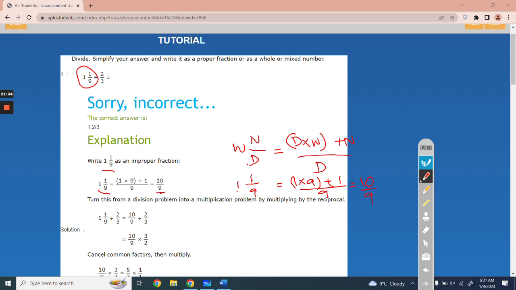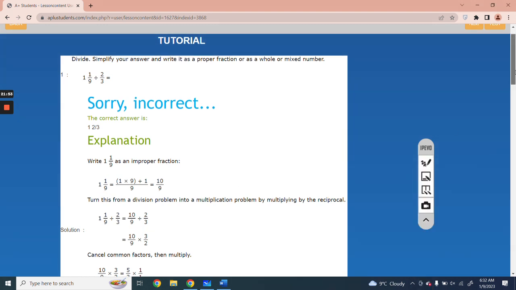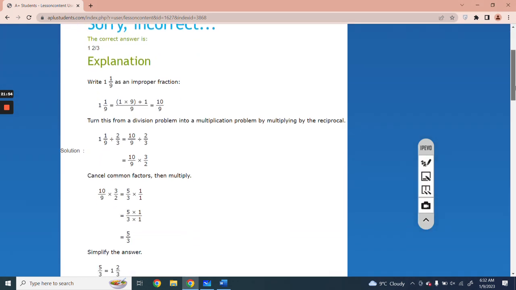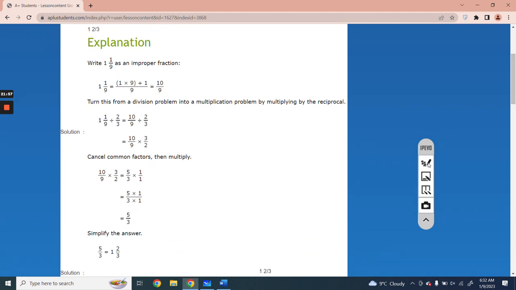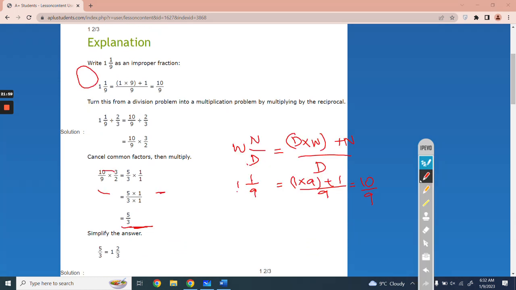Now that means you have to divide 10 over 9 divided by 2 over 3. Now for the division you have to follow the same steps we did in the lessons we just completed. Change the division sign to multiplication, reciprocal the fraction right after the division sign, and simply multiply numerator times numerator and denominator times denominator. Got it? So it would be 5 over 3.